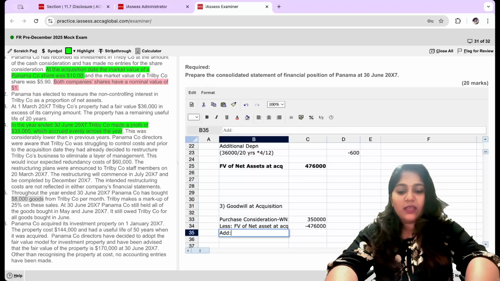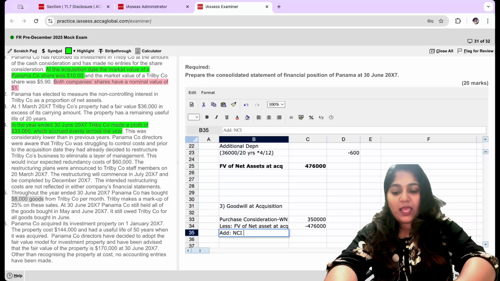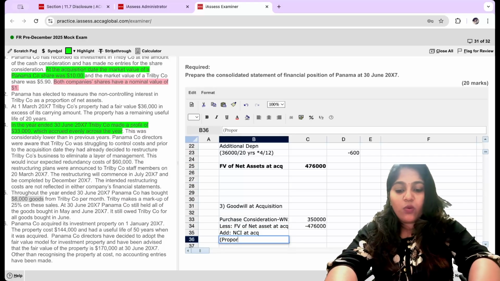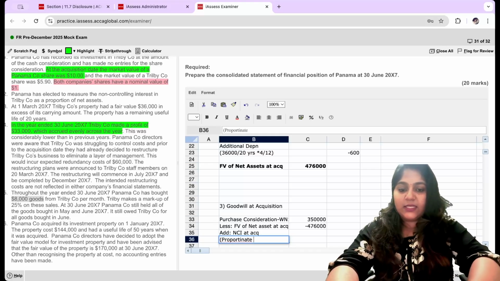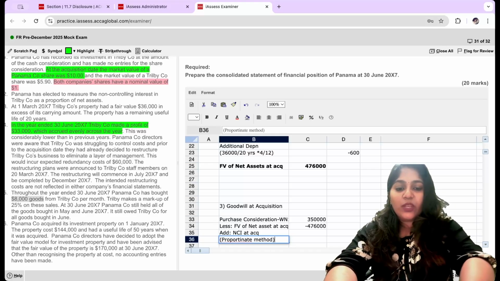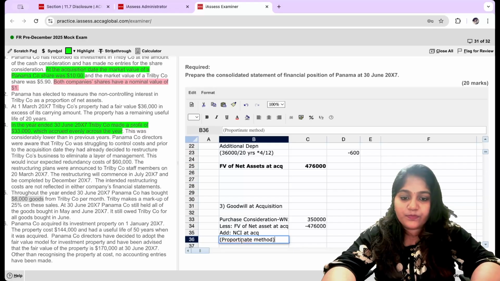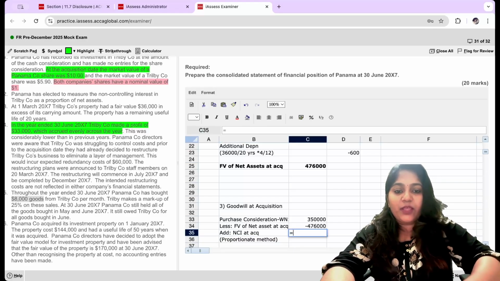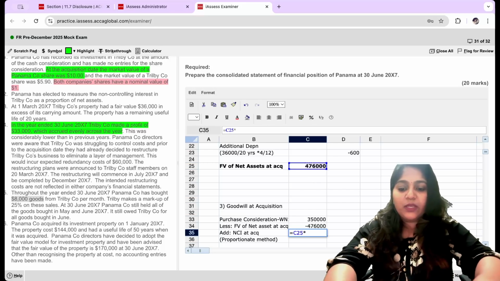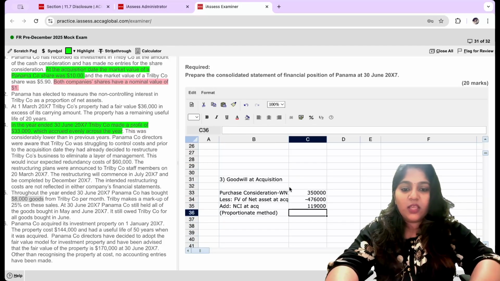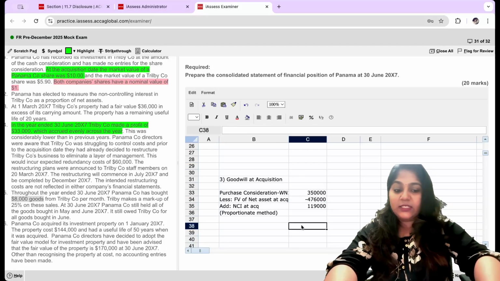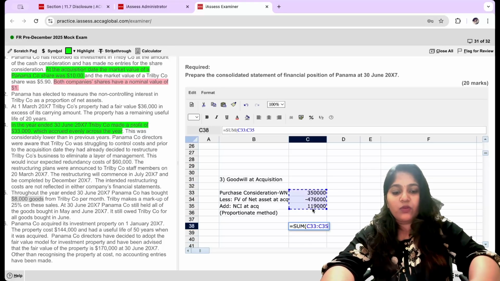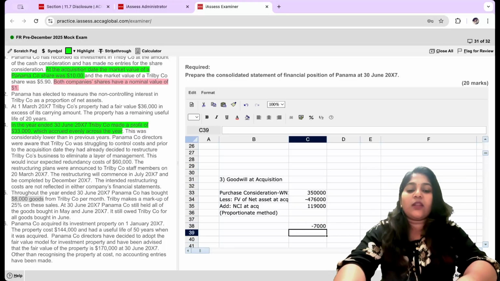Now I have to add NCI at acquisition. It is purely on the proportionate method. Whatever the net assets are, on that I will take the 25% of my fair value of net assets. That becomes my non-controlling interest. When I do that, what am I getting? Let's see whether I'm getting a positive figure or negative figure. If I'm going to get a positive figure, it's goodwill at acquisition.